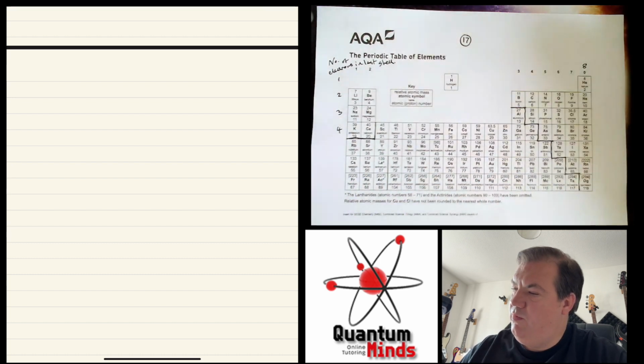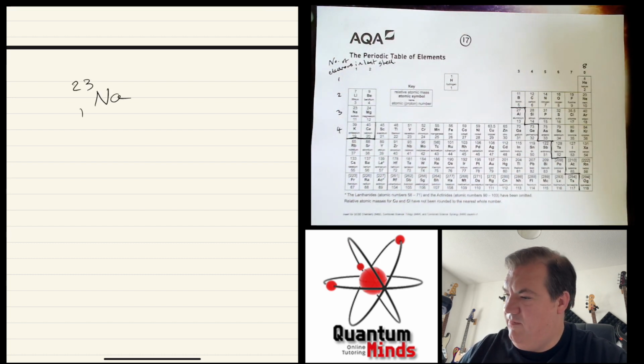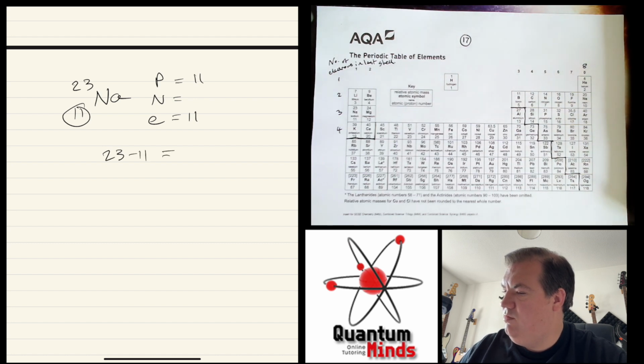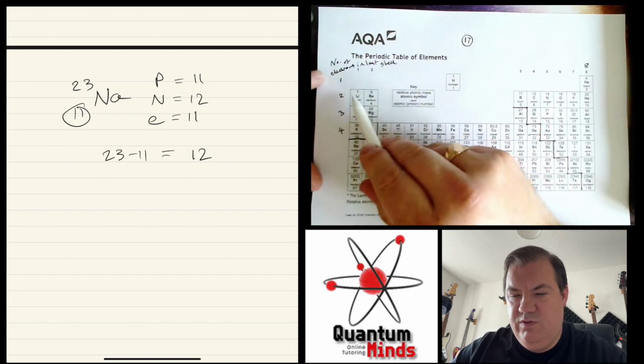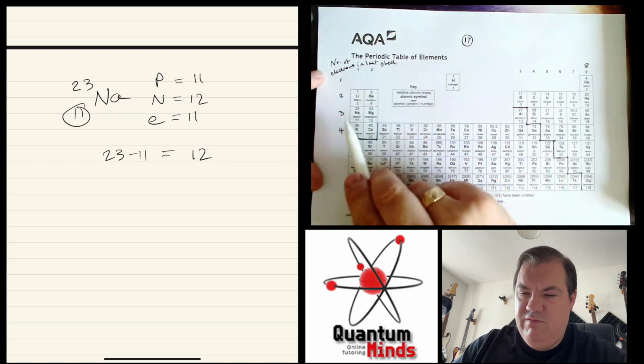So let's write down what we know about sodium. Na, 23 and 11. P, N and E again. So proton number again comes from there, that's 11. The electron number is the same. And 23 take away 11 gives you the neutron number, which is 12. So again, as we can see, 1, 2, 3, row 3, group 1.